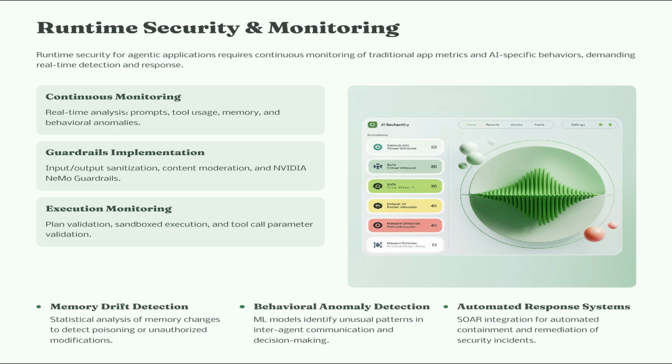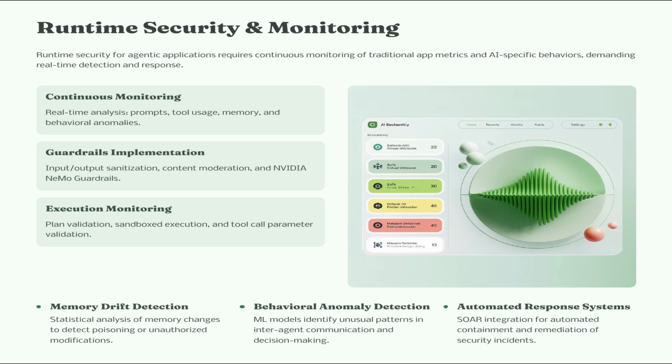This includes monitoring prompts, tool usage, memory, and identifying any behavioral anomalies. Implementing guardrails, such as input-output sanitization and content moderation, helps maintain a secure operational environment. Additionally, executing monitoring through plan validation and sandboxed execution allows us to validate tool call parameters effectively.